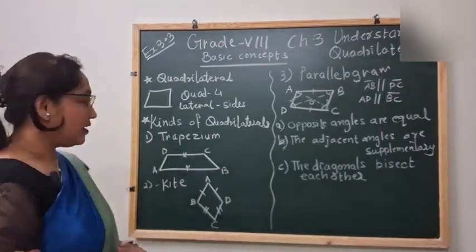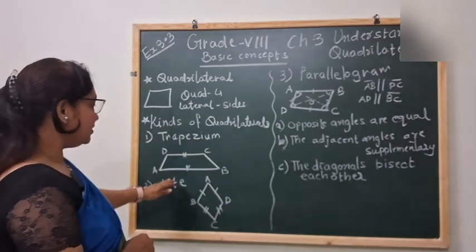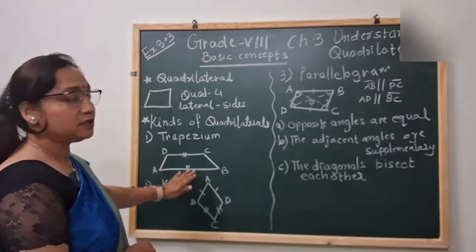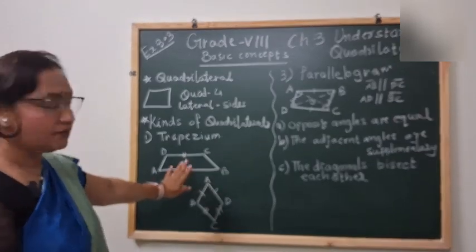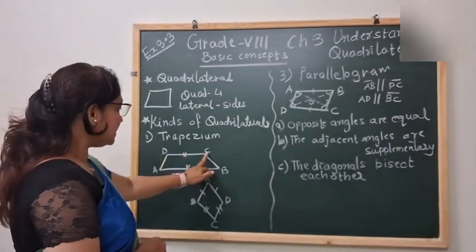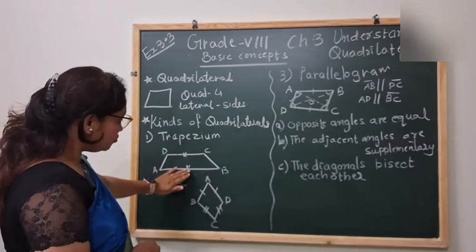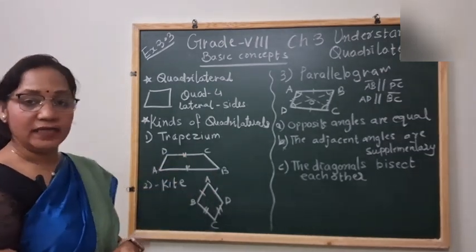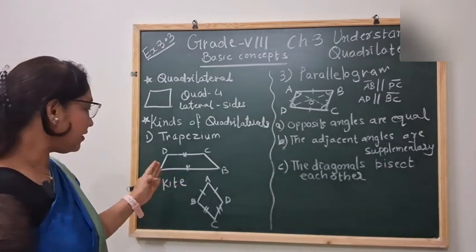What is a trapezium? Trapezium is a quadrilateral which has 1 pair of opposite sides parallel. That means DC is parallel to AB. These 2 sides are parallel to each other. This is what is called a trapezium.